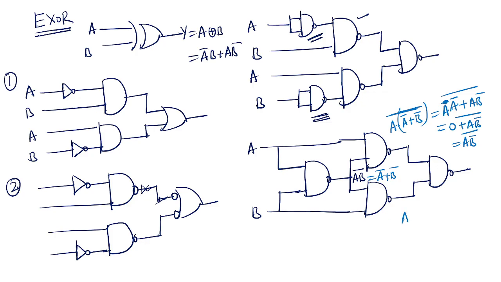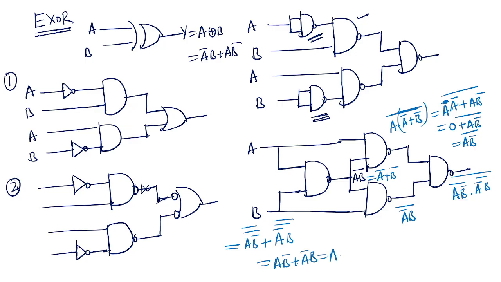Similarly, here you will get A bar B whole bar. So again it is given to one more NAND gate: A B bar whole bar and A bar B whole bar, whole bar. Here you are applying De Morgan's law: A B bar whole bar plus A bar B whole bar, whole bar. So complement of complement is true form: A B bar plus A bar B. This is equal to A XOR B.